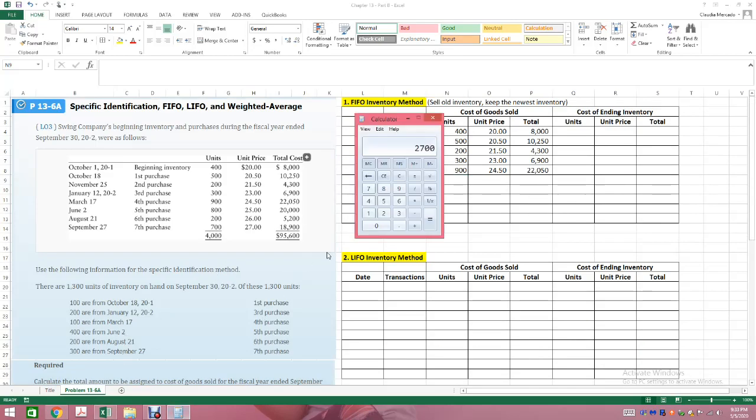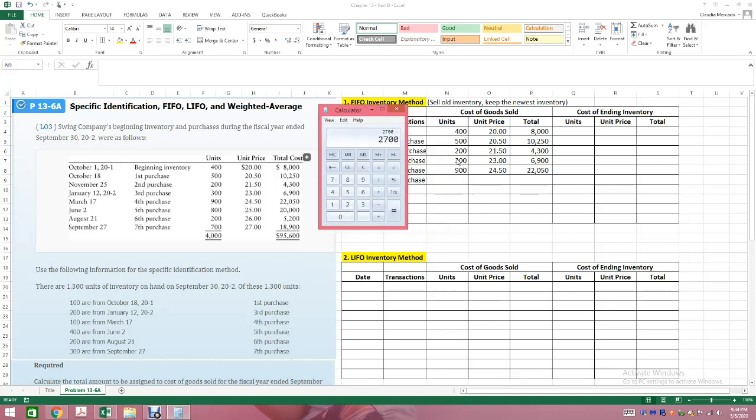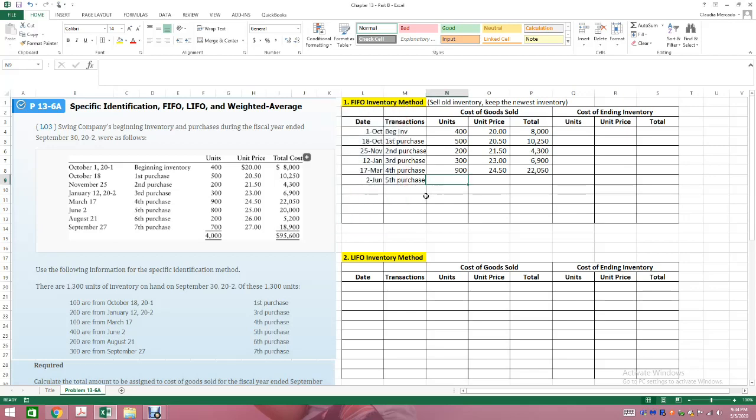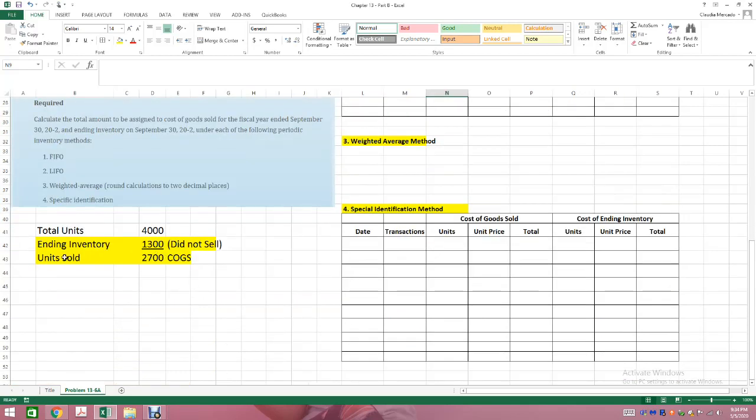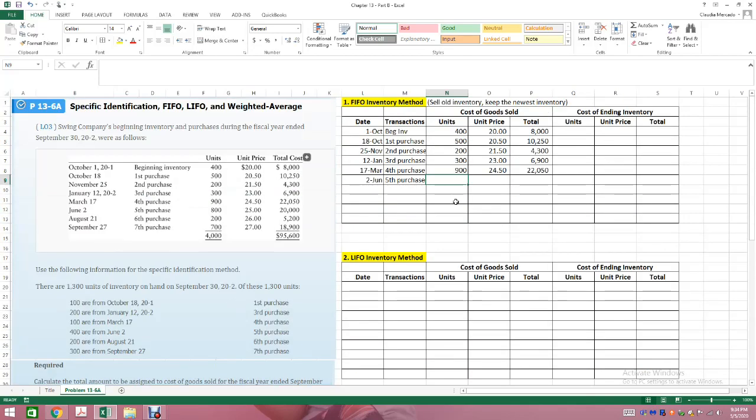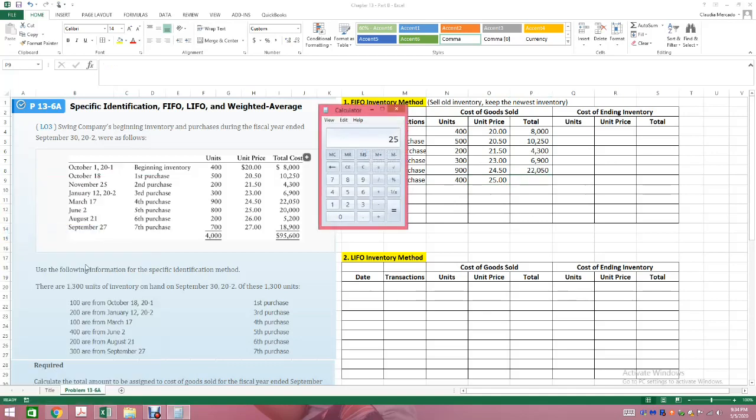So I have 2,700, and then I'm going to subtract these units right here, so I can figure out how many units I need to arrive at the figure that I'm looking for. So I need 400 units to make up this 2,700 amount for my cost of goods sold. So I have 400 units at $25. Let me see how much that is. 25 times 400, that's $10,000.